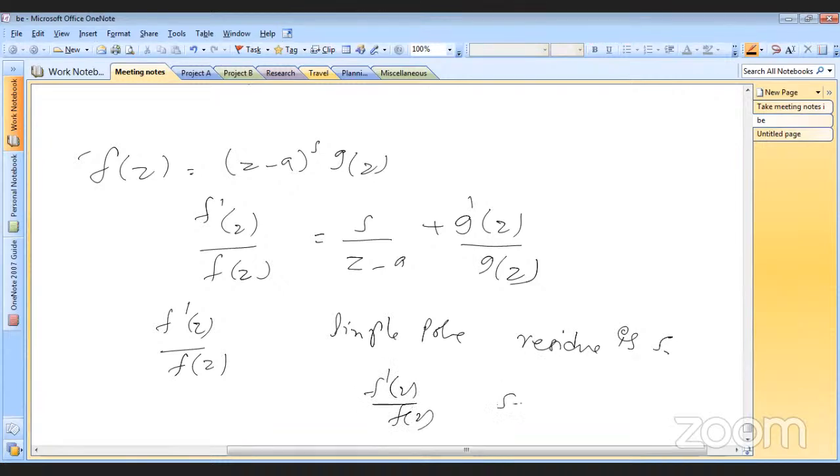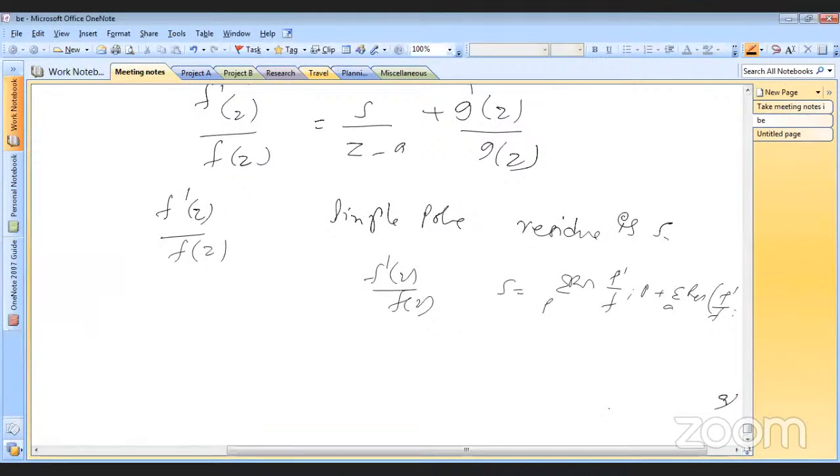So S may be written as the sum of the residues of f dash by f at the poles p plus the sum of the residues at the zeros a. Hence by statements 1 and 2 we have S equal to minus n plus m. So this is called the argument principle.